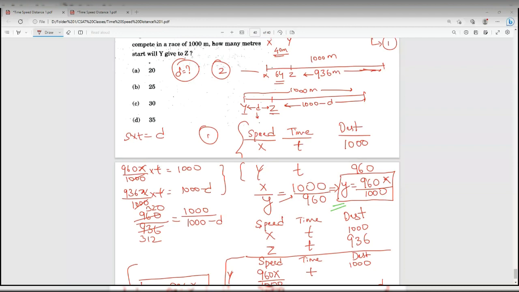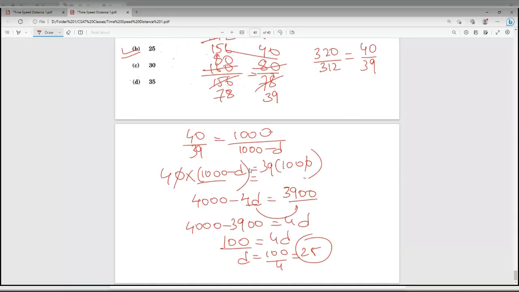Yeah, Basiraj, please ask. Minus 4d, if it goes to that side, it becomes plus 4d. And 4000 minus 3900 is 100 is equal to 4d. D is equal to 100 by 4, that is 25. I hope you have understood this. If you still have any doubt, you can ask. I think I've tried my best to clear your doubts.